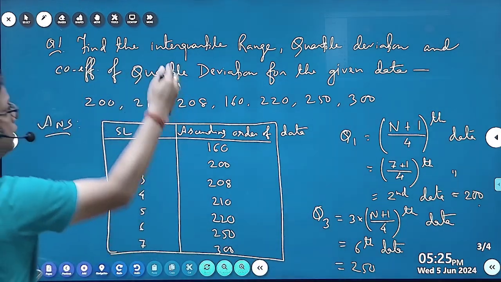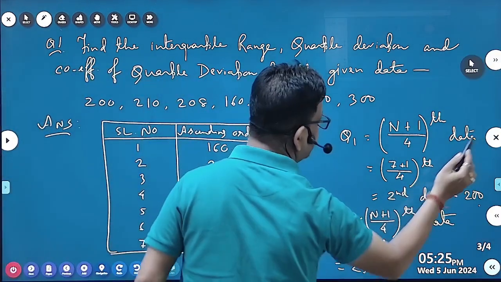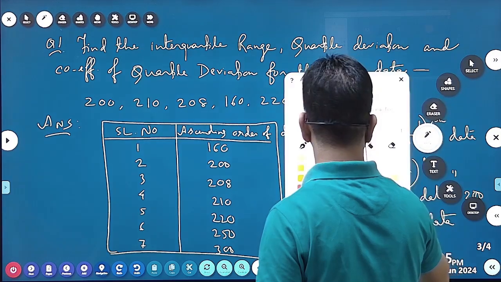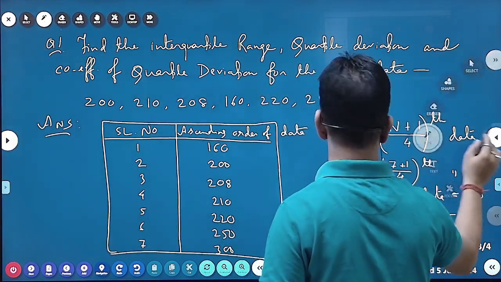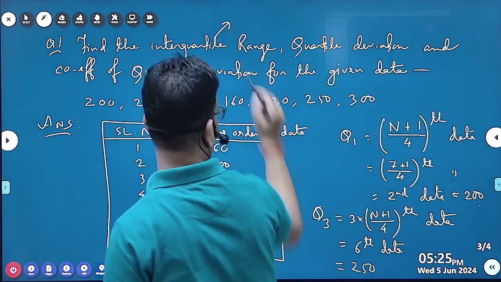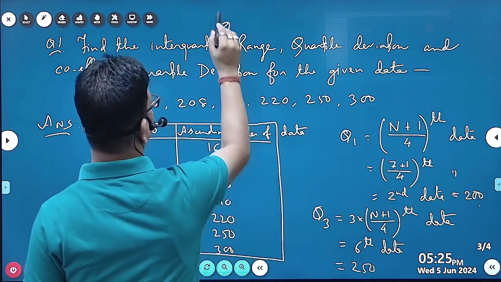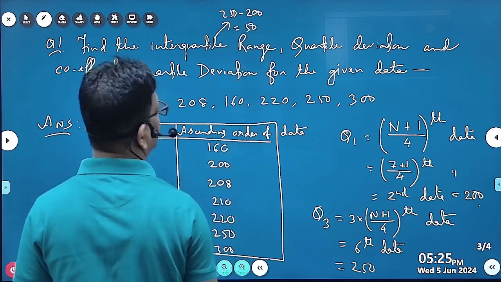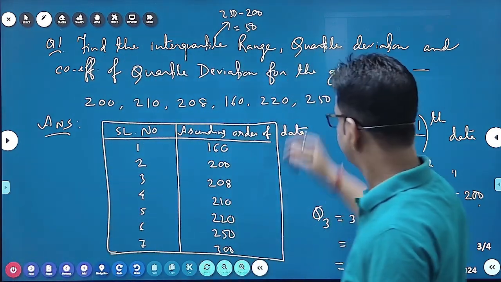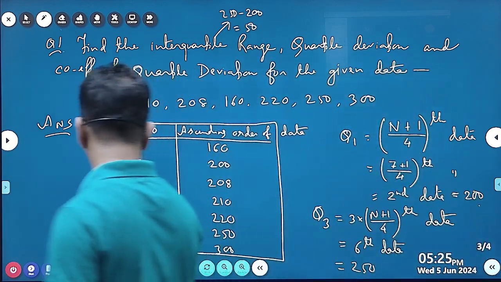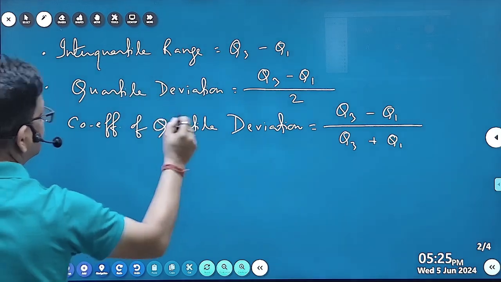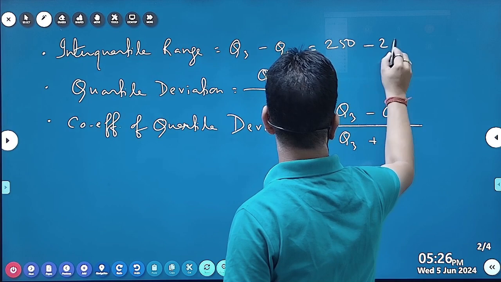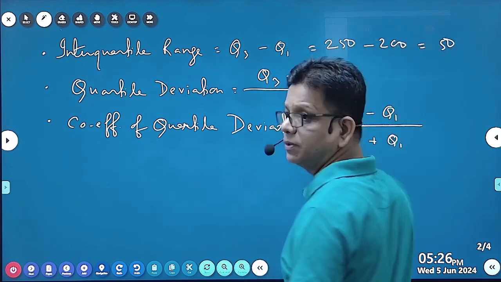The question is the interquartile range. Find the interquartile range. Do you remember what the formula was? Q3 minus Q1. So this will be Q3 minus Q1. That means 250 minus how much? 200. Okay. Quartile deviation is, okay, if you have doubt, I just show it here. So these were the formulas. So the interquartile range will be Q3 minus Q1. Q3 you got 250, here you got 200, so 50 is the answer, right?